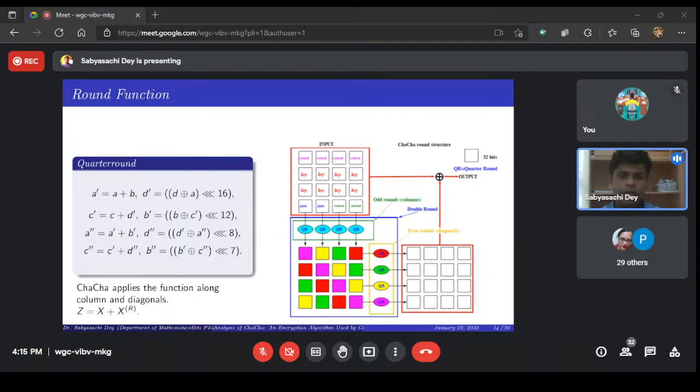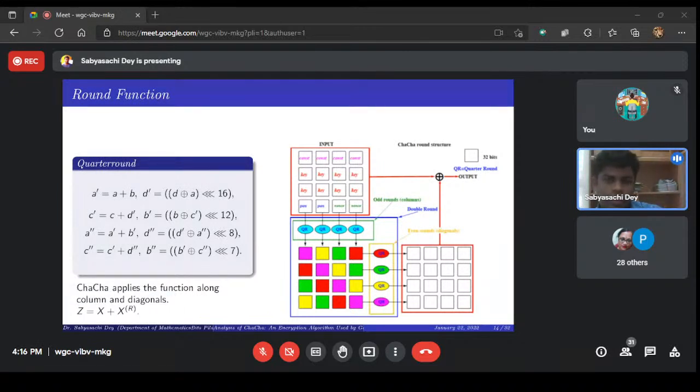Now this function is applied on each of the columns first. On the right hand side you can see the columns being processed by the QR function. After applying this quarter round function on each of the columns, that is my first round. In the second round, the same operation is applied on each of the diagonals. The yellow part shows one diagonal, green part shows one diagonal, red part shows one diagonal, like this. Alternately, in one round the operation is applied on the columns, and in the other round the operation is applied on the diagonals. This keeps going up to 20 rounds.